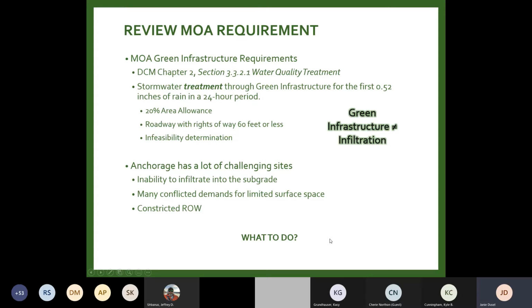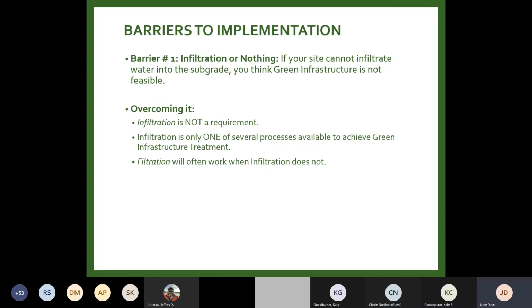So we're going to talk about some of the barriers to overcoming challenging situations. Barrier number 1, once again, is an infiltration-or-nothing mentality. We hear from a lot of designers, from a lot of project teams, that if your site can't infiltrate into the subgrade, then we just can't do green infrastructure at all. It's not possible, can't make it work. So this is not true. Overcoming that barrier is first recognizing that infiltration is not a requirement, right? You've heard me say this now several times.